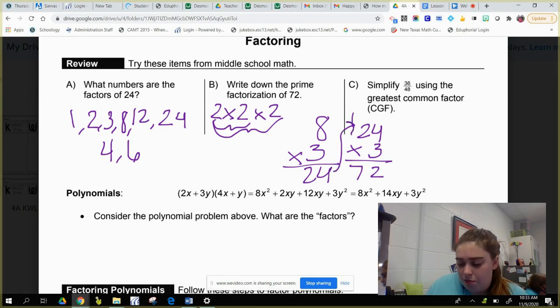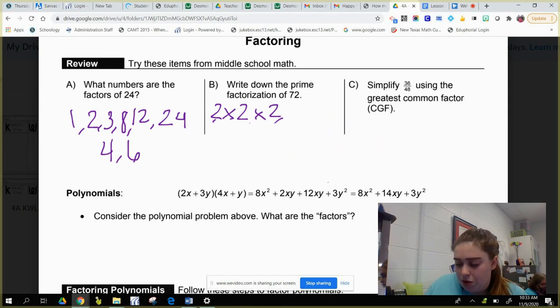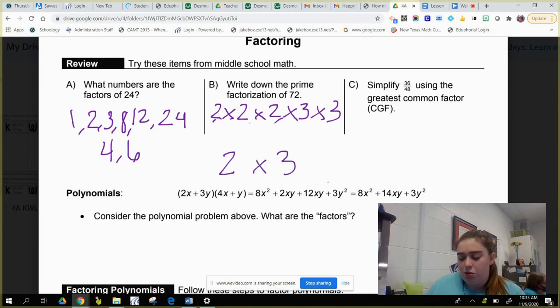So our ultimate prime factorization here was 2 times 2 times 2 times 3 times 3. So that's if you're going to write it as a list, but you could simplify this and say we have 2 in there and we have a 3 in there, right? And then how many 2's do we have? We have 3 of them, so we could put that 2 to the third power, and then we have 2 3's, so times 3 squared. So that's how you could write that simplified.